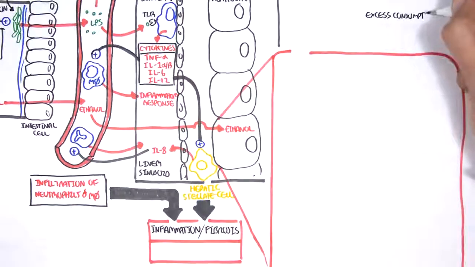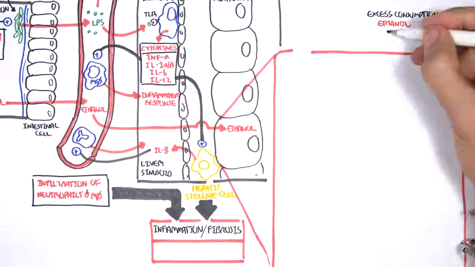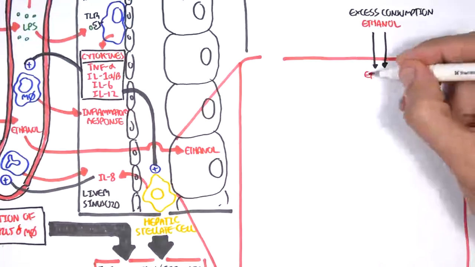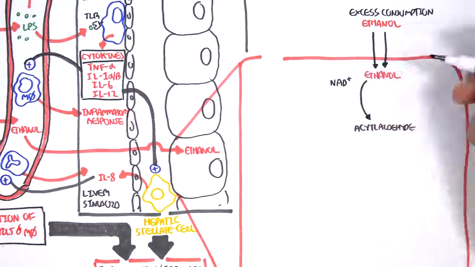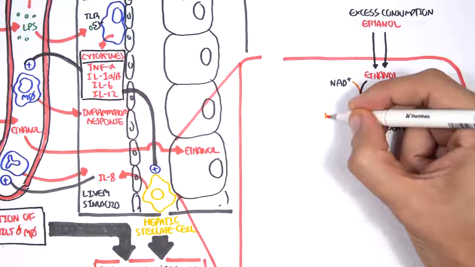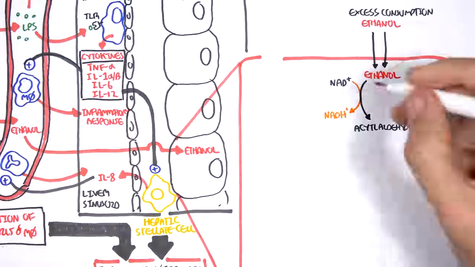So we have excess consumption of ethanol. Ethanol moves from the outside to the inside of the liver cell. Ethanol gets metabolized, converted into acetaldehyde. And there are two main pathways. The first one, and the main one, is done by the enzyme alcohol dehydrogenase, ADH. And in this reaction, NAD is reduced to NADH.